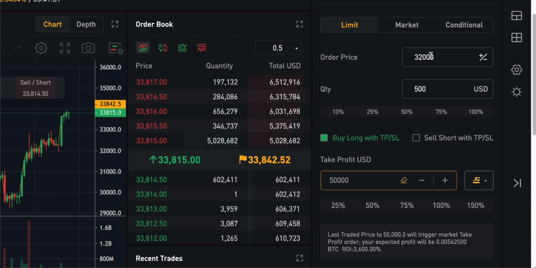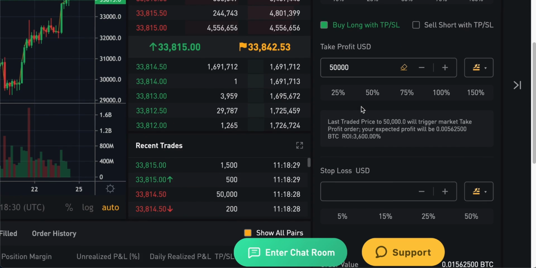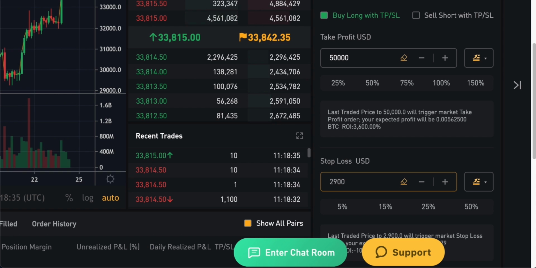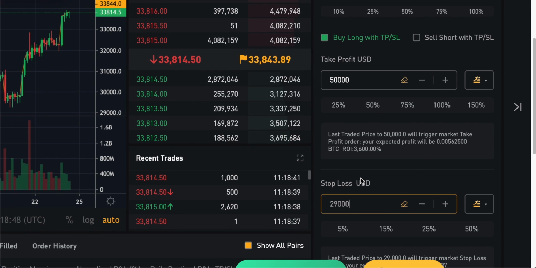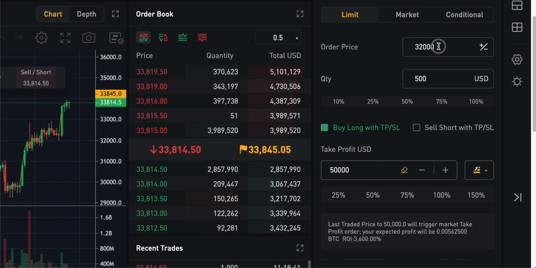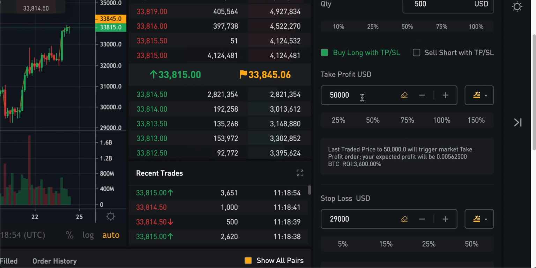So let's say we are in at 32,000 and the price drops to around 29,000. Well, the system would sell out our position at a loss for us. So we'd buy in at 32, sell at 29, we make a loss, but the system would stop any further losses for us. So we have essentially a bracket order where we have an entry price in the middle, we have a take profit at a higher level and a stop loss at a lower level.